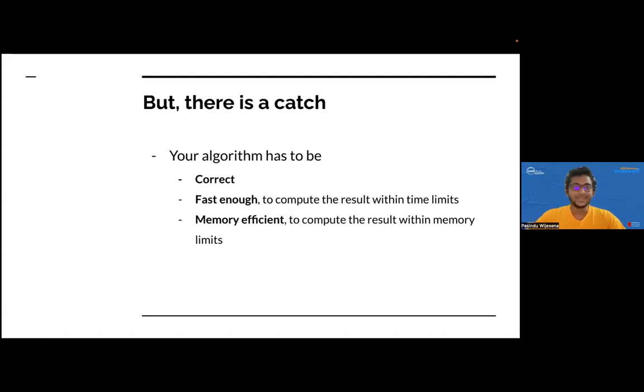So there is a catch in competitive programming. You can't just write any algorithm whenever you are given a problem. So your algorithm has to be correct. It has to be fast enough, and it has to be memory efficient. So let's see what these three things mean.